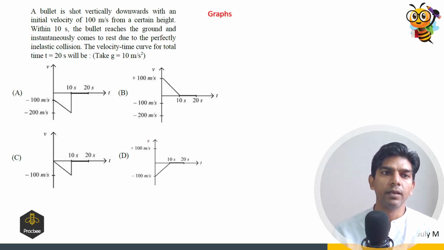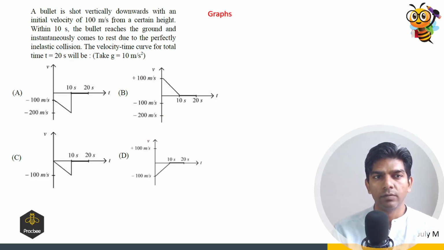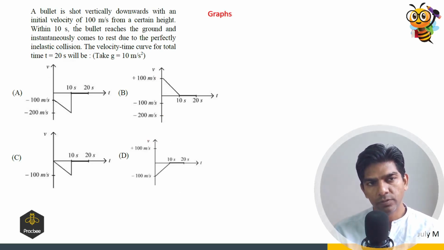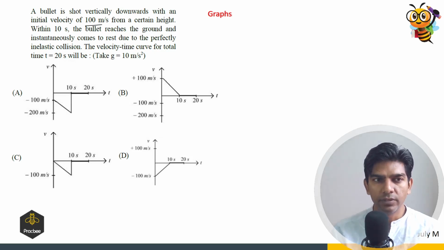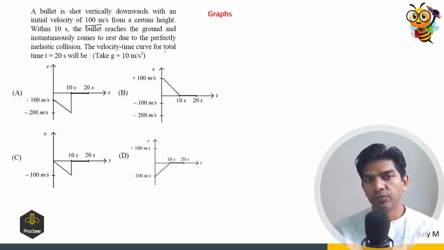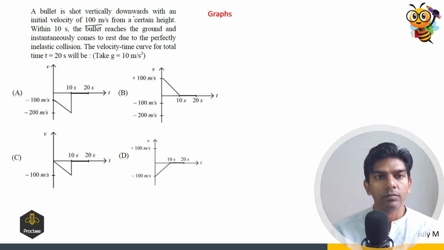Now let us see this question. A bullet is shot vertically downward with an initial velocity of 100 meters per second from a certain height. Within 10 seconds, the bullet reaches the ground and instantaneously comes to rest due to a perfectly inelastic collision. Find the velocity time curve for the total time t equals 20 seconds.